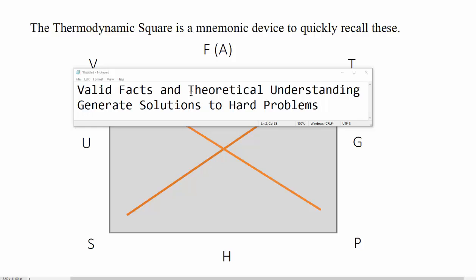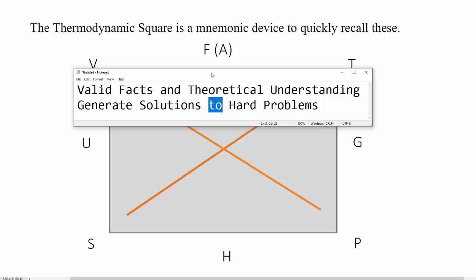That's true, right? Valid facts and theoretical understanding generate solutions to hard problems. It's a true statement. It's a good one to remember. And it helps us remember this mnemonic. VFTUGSHP. You have to ignore the "and" and the "to" and just focus on the first letters of the other words.